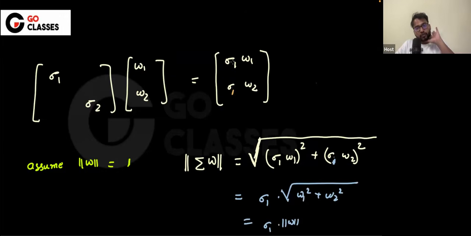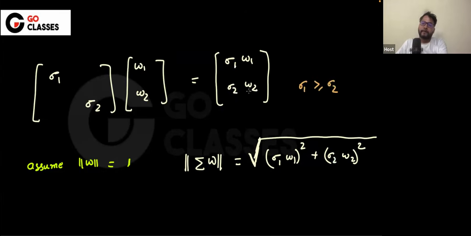If both are sigma 2, then it will be sigma 2 into length of w, right? But if one is sigma 1 and one is sigma 2, then see, if both are sigma 1s, it will be sigma 1 into length of w1. If both are sigma 2, it will be sigma 2 into length of w2. So can you not say it is basically between sigma 1 into length of w1 and something lesser than that? Or let me write it like this.